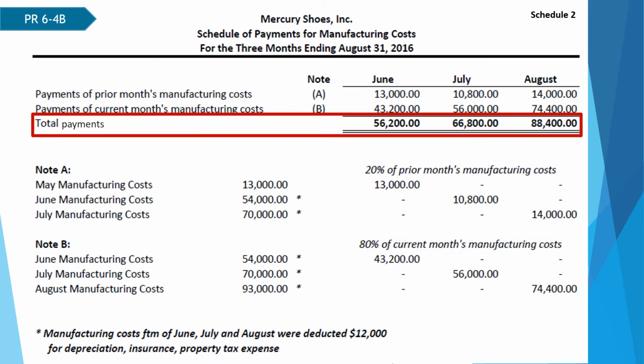Adding the payments of prior month and current month's manufacturing costs will result with the total payments for each month, which is $56,200 for June, $66,800 for July, and $88,400 for August.